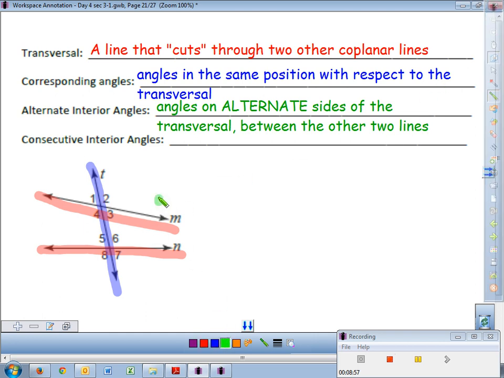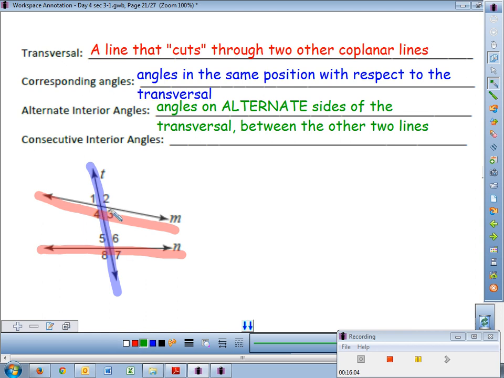And as you can see, if I shade all this green stuff, that's not between the two red lines right there. That's the exterior, right? We don't care about that. We care about the interior, all of this stuff between the two lines. So let's find a pair of alternate interior angles.